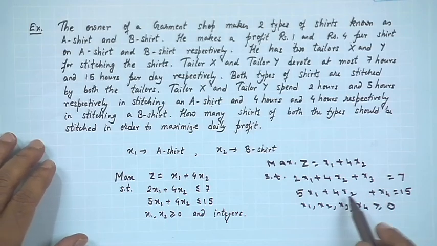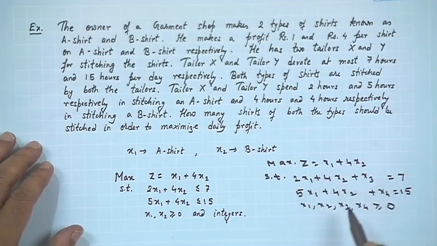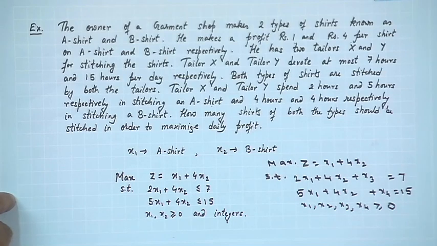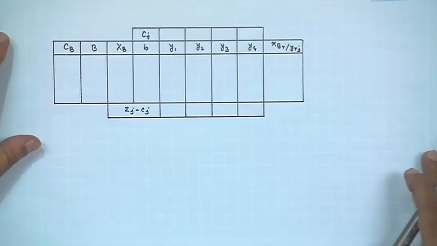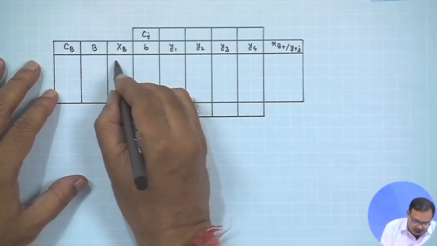So, after writing it in the standard form, now we will write the corresponding tables as usual. From here again in the basis only two variables will go, that is x3 and x4. These are the variables which will go in the basis. So, in the basis you have x3 and x4.